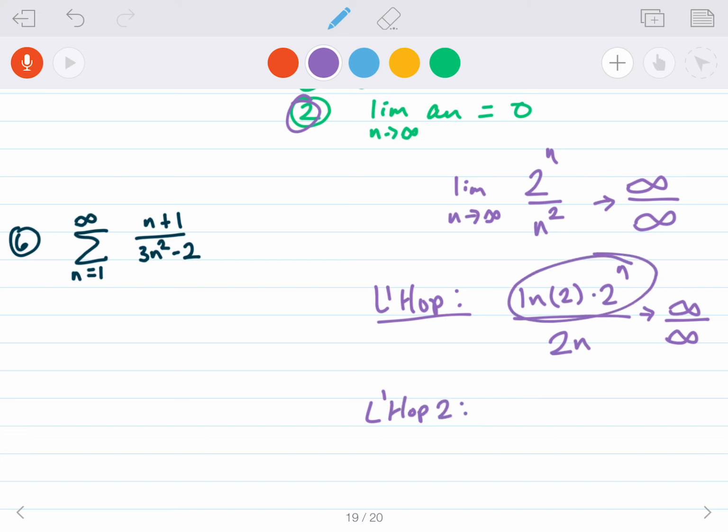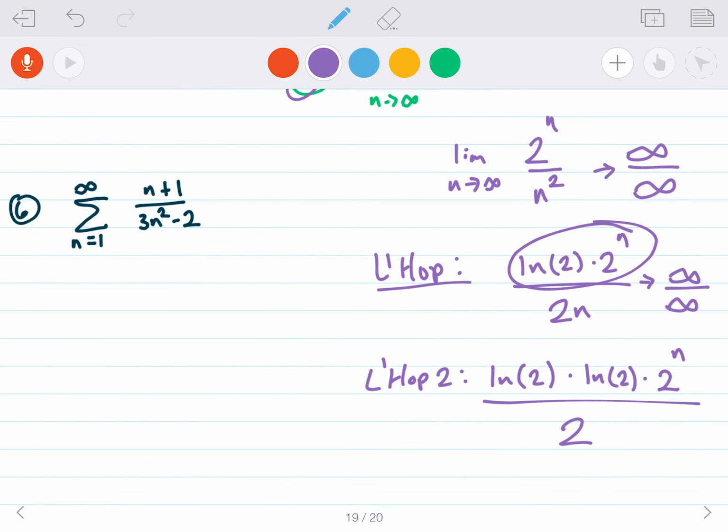well, here I'm just going to get ln of 2 times another ln of 2 times 2 to the n. So taking the derivative of the top and the derivative of the bottom is 2. If I plug in infinity here, I'm still getting infinity over 2, okay?